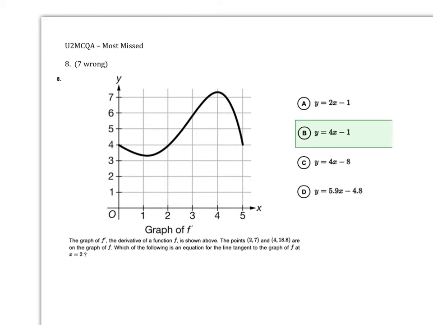So we'll go over the most missed questions from Unit 2, multiple choice questions, Part A. This is just going in the question order, not the most missed order. All right, so we'll start with number 8.